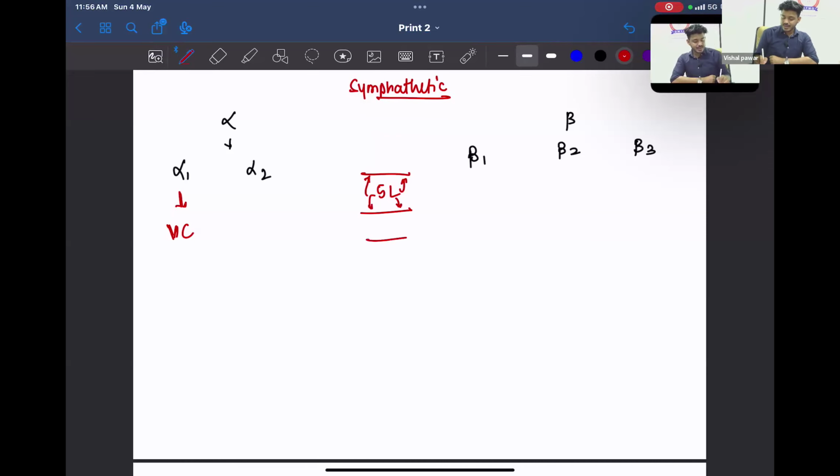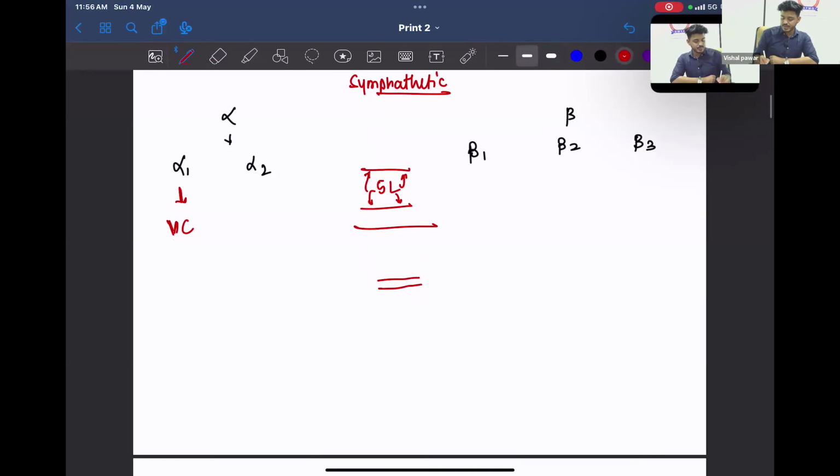Now you can tell me, if there are two vessels, one is going to be dilated and one is going to be constricted. Where you will be having more BP? Will vasodilation have more BP or will vasoconstriction have more BP? The blood in the body remains same, right? You understand? So vasoconstriction will lead to increase in BP.